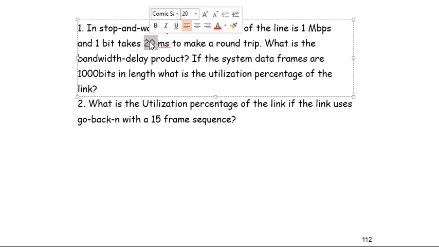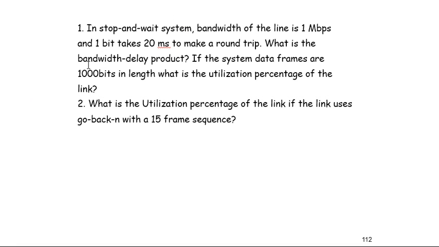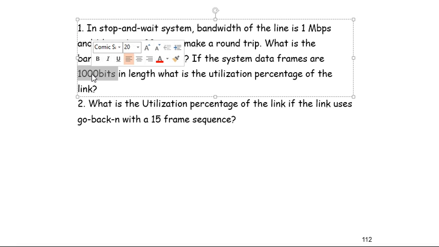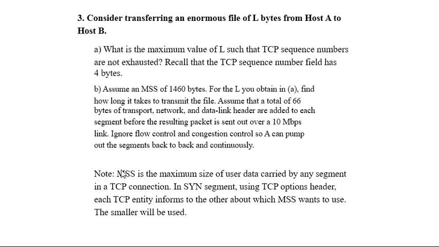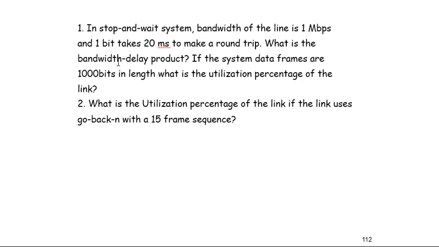Okay. Next question. Now stop and wait protocol, value of R is given to you as 1 Mbps. 1 bit takes 20 milliseconds to make a round trip. What is the bandwidth delay product? Bandwidth into delay. If the system data frames are 1000 bits in length, what is the utilization percentage? Now the question is part A. The system bandwidth is given as 1 Mbps and 1 bit takes 20 milliseconds. So bandwidth cross delay, and 1000 bits would take 1000 into 20 milliseconds, right?